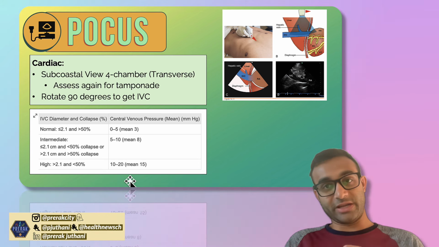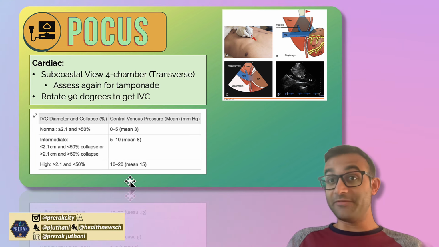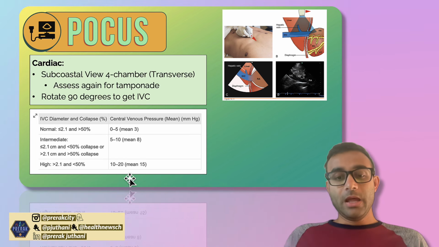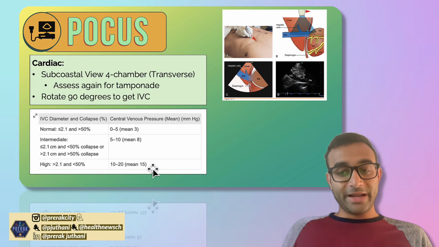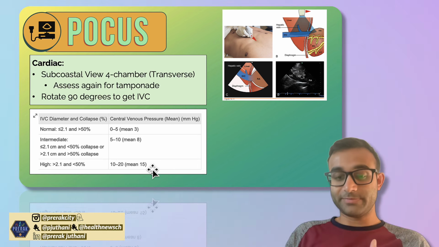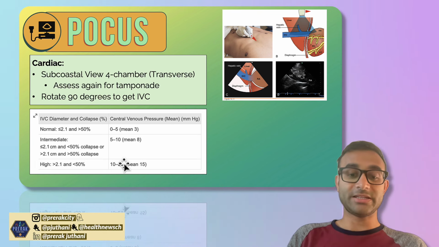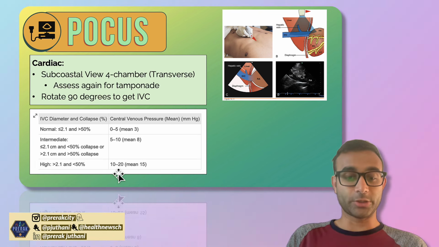A normal central venous pressure or right atrial pressure is usually between 5 to 10, if not a little bit more. I usually use this as a proxy for right atrial pressure. Usually right atrial pressure is not exactly the same as central venous pressure, but if someone has a very plethoric IVC and it doesn't collapse much, I use that to say they have a very elevated right atrial pressure, which again is normally around 5 to 10.